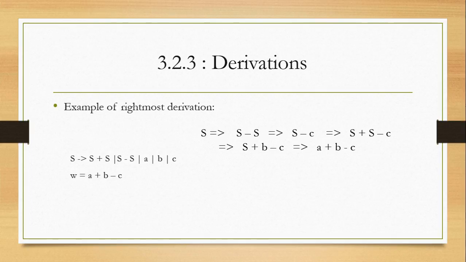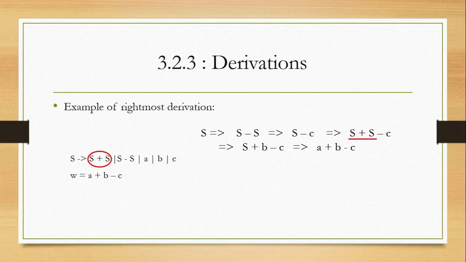For example, the rightmost derivation. We have the production rules S derives S plus S, S derives S minus S, S derives A, S derives B, and S derives C. And the string we want to attain is A plus B minus C. First, we will use the second production rule, which is S derives S minus S. Then, replacing the rightmost non-terminal symbol with C by applying the last production rule, which is S derives C. After that, we will replace the remaining non-terminal S with S plus S by applying rule number 1, which is S derives S plus S.